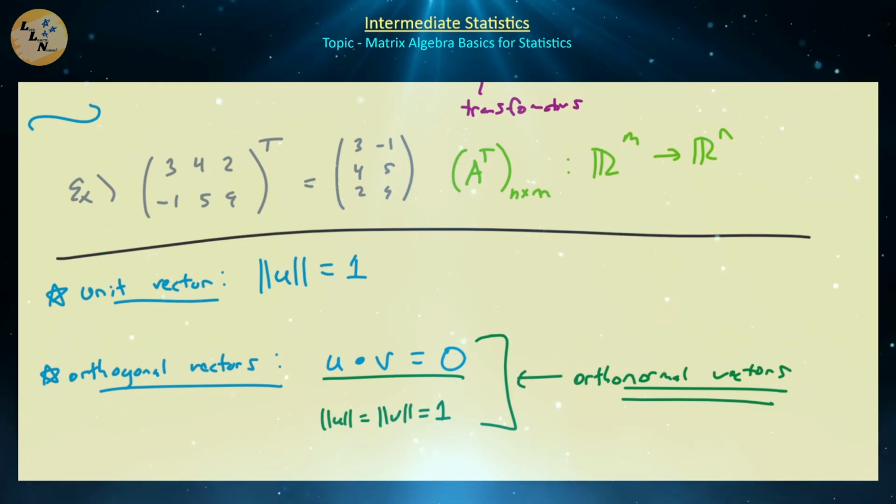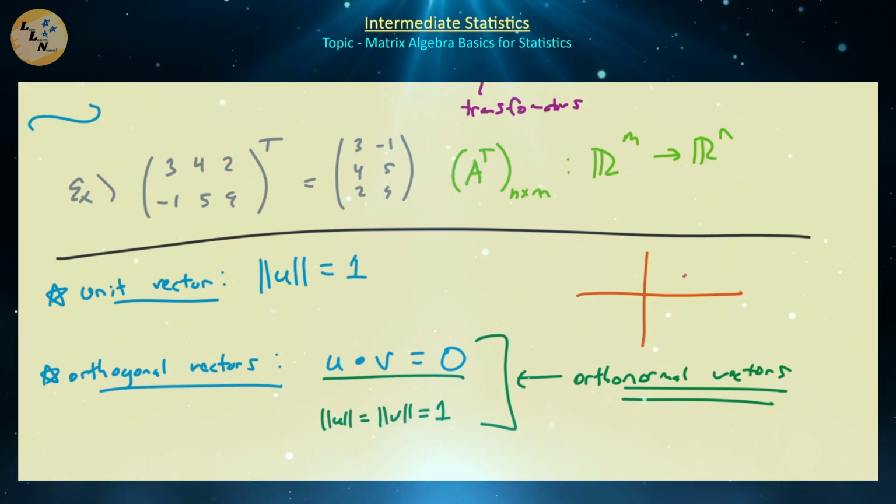If we consider the two-dimensional case of this, suppose we have some vector u which is here, and let's assume that we have another vector v that is there. If the dot product is equal to 0, either one of the vectors is equal to the 0 vector or the angle between them is 90 degrees.